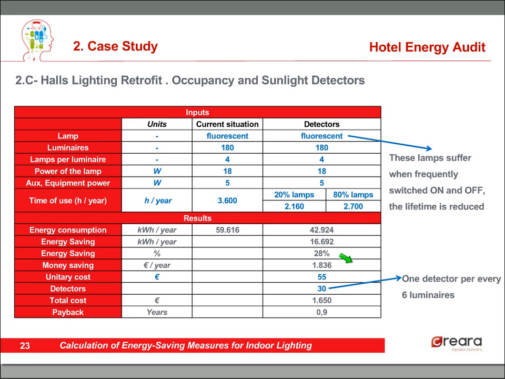The unitary cost of a detector, an occupancy detector or a combined occupancy and sunlight detector, is 55 euros. And we're considering installing one detector for every 6 luminaires. So here we have 180 luminaires, and we're going to install 30 detectors. So the total investment, the total cost, is 1,650 euros.